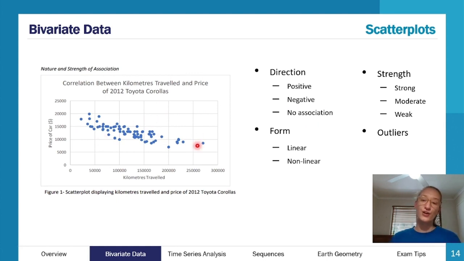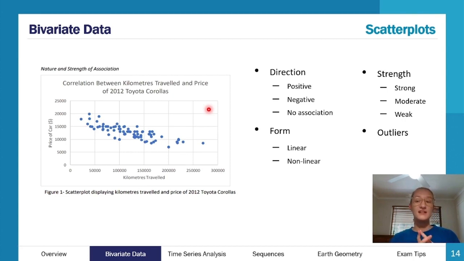We'd say it has no association, because you can't have a positive or negative direction in that scenario. But here we have a negative direction. So that's telling me that as the kilometers traveled increases, the price of the car decreases. That's what our negative relationship is. As one variable increases, the other variable decreases. Whereas in a positive relationship, as one increases, so does the other. And that's how we get that positive relationship.